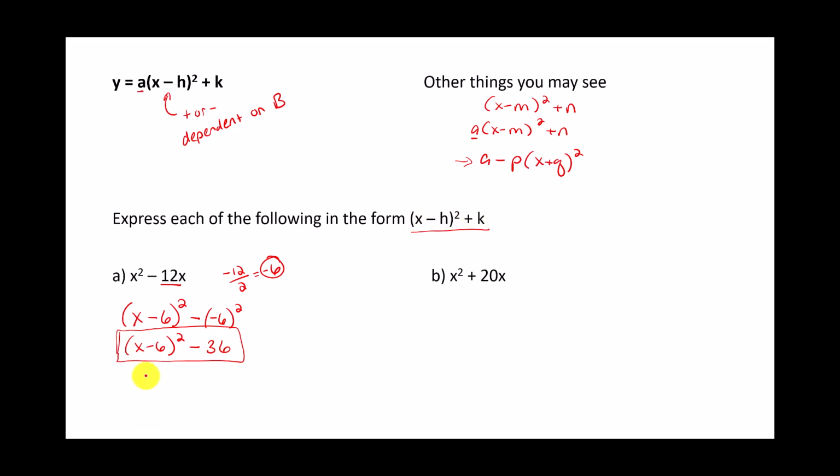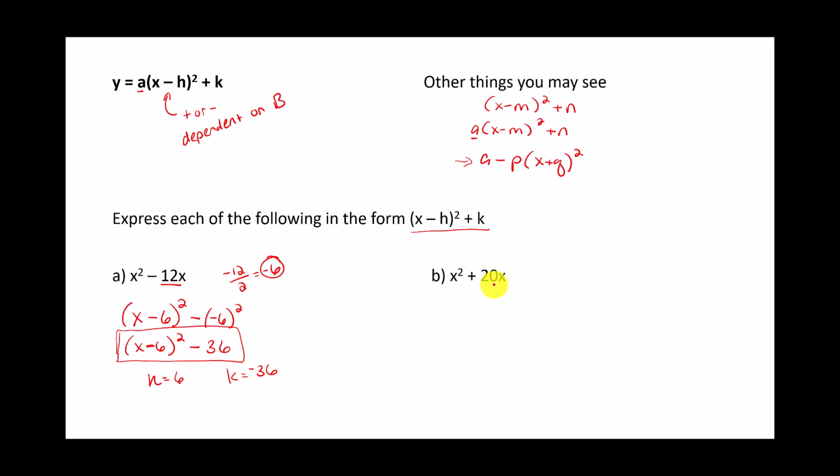If I needed to, in this case, I could say that h was 6. And you've got to be careful about that. H is 6. H is not negative 6 in this case because they had a minus there also. All right, and then in this case, k would be negative 36. Now, you don't have to state those. We weren't asked for it. We were just asked to express them in this form, but that's going to be important later on, okay?